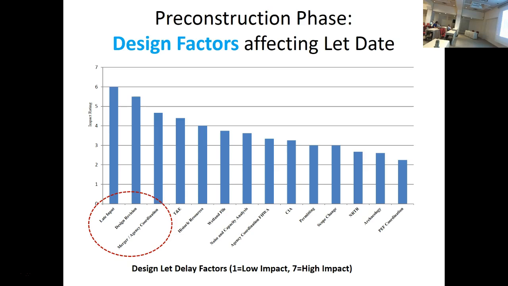So moving on into the design stage. So now you've selected the alternative and you're putting your design together and then going for permits. So what are the key design factors that can affect let date? Well, what we found here, the top ones anyway, I'll mention these. This says late input going into the design phase. There's design revisions that occur, and then again, this merger agency coordination. Okay, those are the 3 top factors for reasons for let date delay during the design phase.